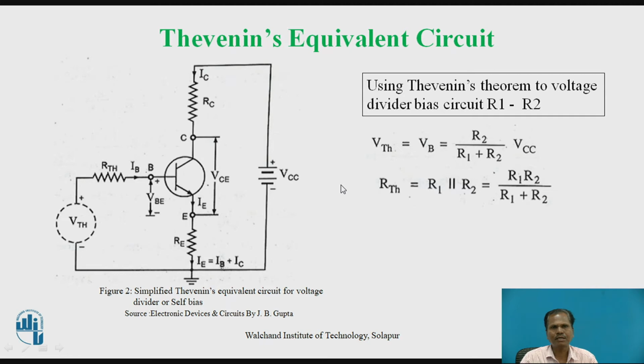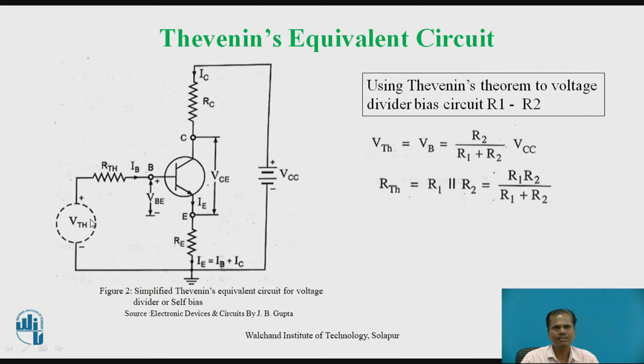Now let us simplify the voltage divider biasing circuit using Thevenin's theorem. By applying Thevenin's theorem to the base emitter circuit of the transistor, that is for the voltage divider, we can replace VCC, R1, R2 by a simplified circuit using Thevenin's theorem, a Thevenin's equivalent circuit. This figure shows the circuit diagram for the Thevenin's equivalent circuit of the voltage divider biasing circuit around the base emitter circuit.